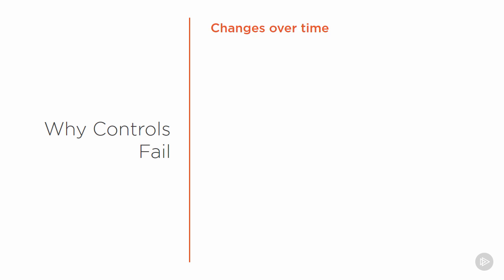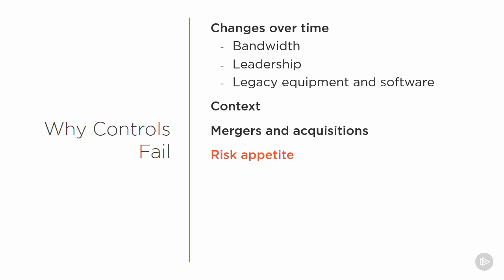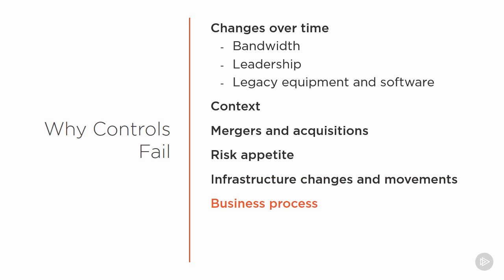This includes natural changes over time, such as bandwidth requirements, changes to management structure, and equipment that is no longer being supported by the vendor but is still wanted by the business. You should also consider controls that were selected without considering the entire environment, mergers and acquisitions, any changes to the risk appetite of the organization, movements of the data and other critical assets, changes in business process, previously undiscovered software weaknesses, and intentional or accidental misconfigurations.